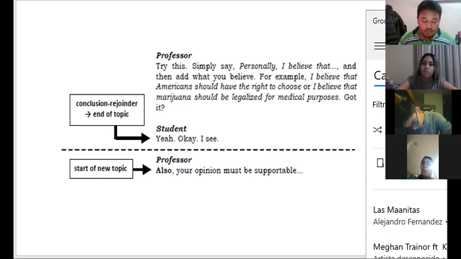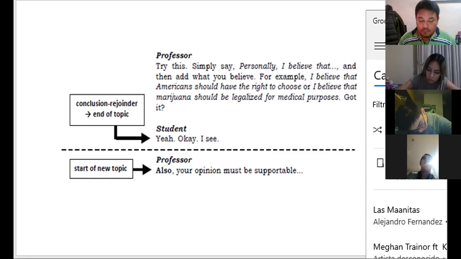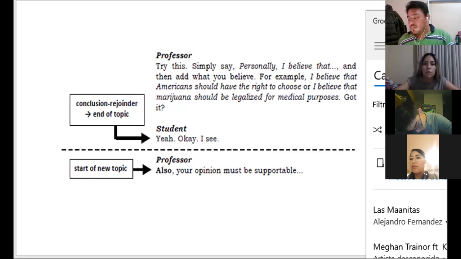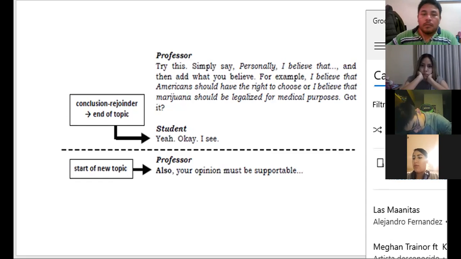Well, if length isn't a problem, then what is? Well, it all starts with your opinion. Show me which sentence is your opinion. It's this one right here. Sorry, but that's not an opinion. You're simply telling me what you'll write about. Remember, your opinion must be arguable. Since you're arguing the pro side of the marijuana issue, you really need to state what you believe in no uncertain terms. By doing so, your audience will know from the start where you stand.